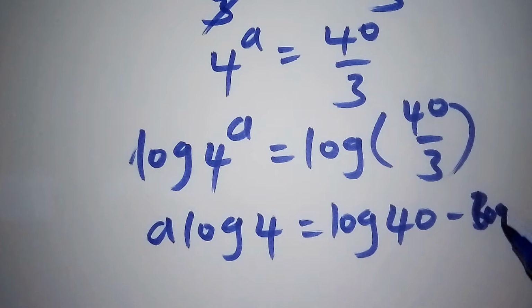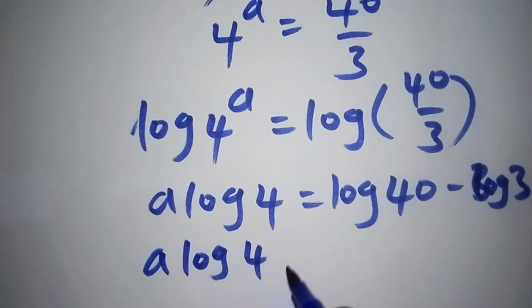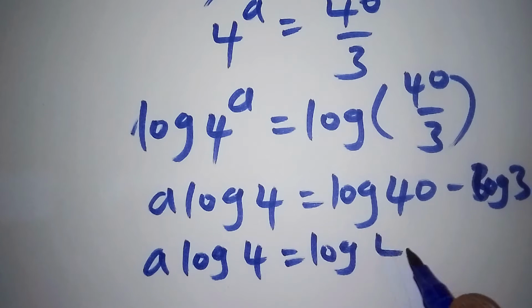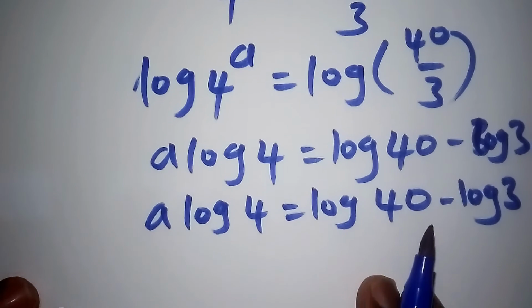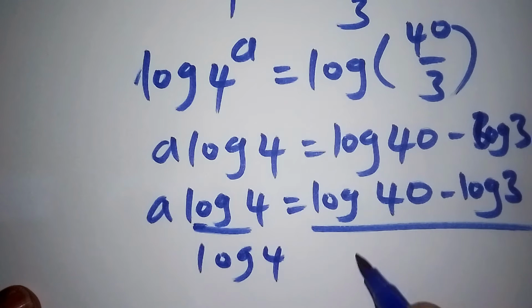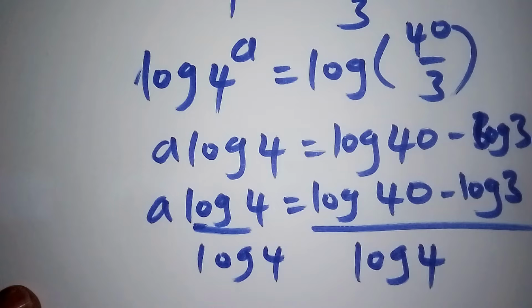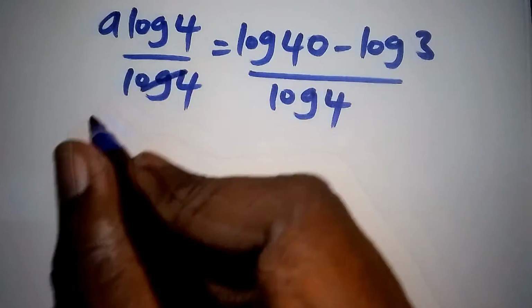Writing it clearly, we now have a, the log of 4, is equal to the log of 40 minus the log of 3. From here we shall divide both sides by the log of 4. So log 4 and log 4 shall cancel.